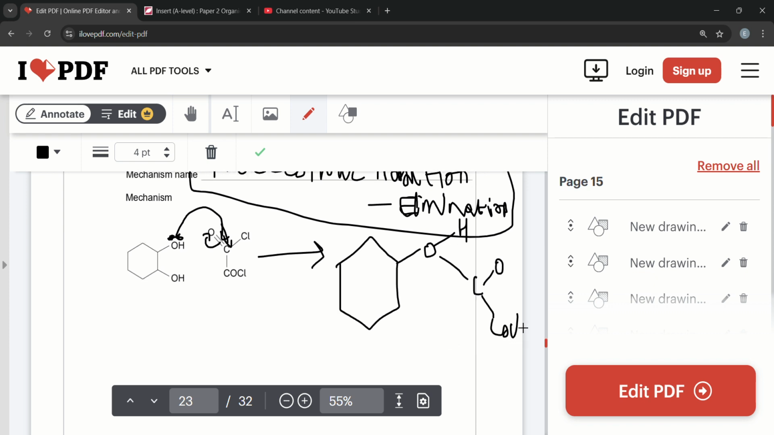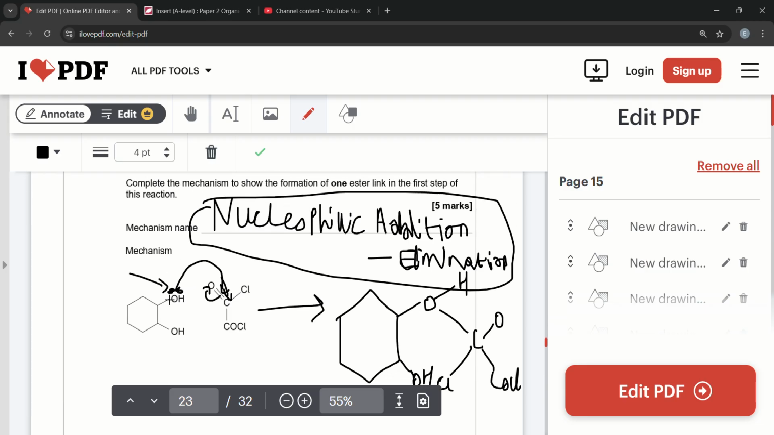COCl, Cl, and you've got your OH here. Still got this OH. This OH is not affected. This one is though, because it's gone from the oxygen lone pair of electrons to the carbon. So now it's just going to be OH. But the oxygen is now positive.